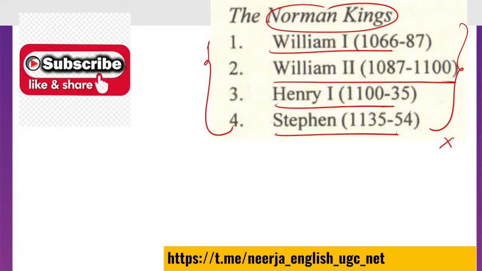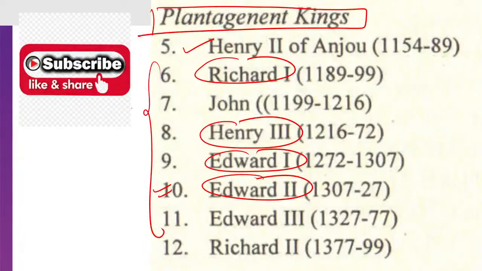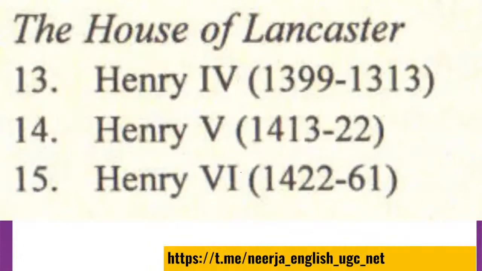The Plantagenet kings: Henry II of Anjou, Richard I, John, Henry III, Edward I, Edward II. Remember, all of these are being spoken about by your Elizabethan historical playwrights. In your Elizabethan age, all your history plays are coming from here itself. Edward III, Richard II, these are all the Plantagenet kings, the categories that we are having.